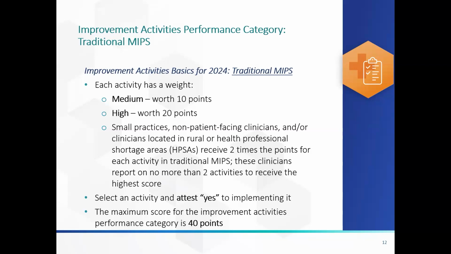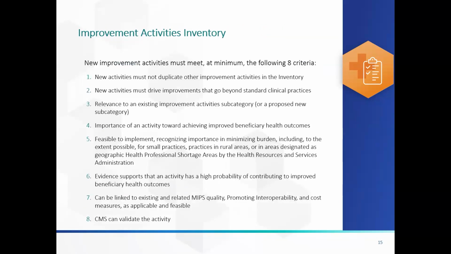And the maximum score of points you can receive for the improvement activities performance category is 40 points. Next slide, please. So for 2024, we did make some changes to the inventory. We added 5 new activities. We made changes to 1 previously adopted improvement activity, and we removed 3 activities.